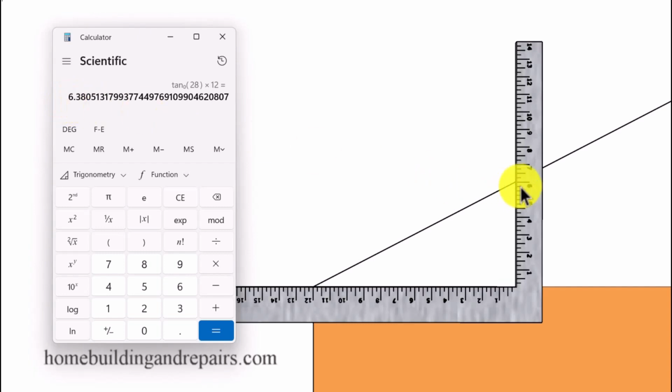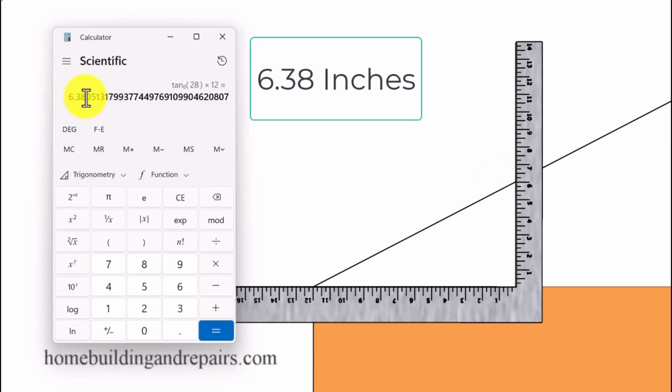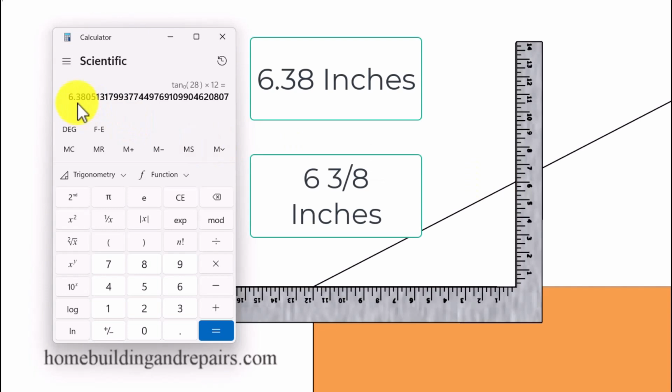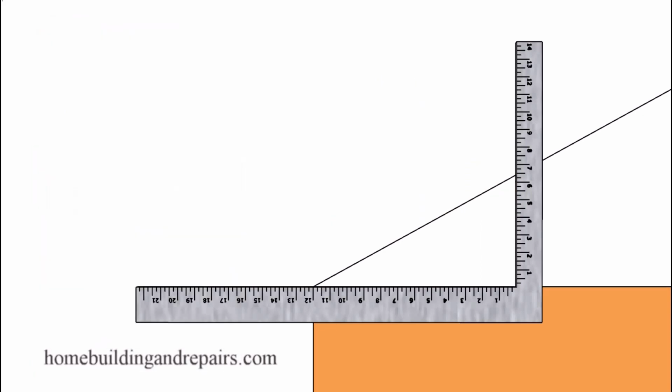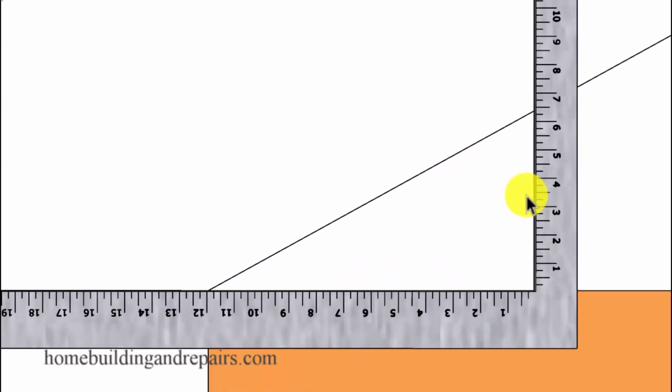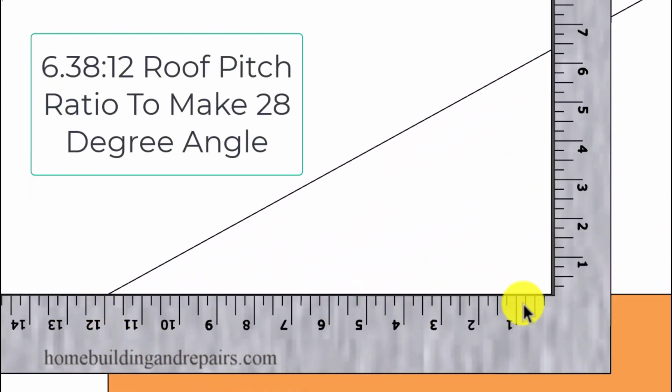So instead of using 6 on the framing square, I'm going to use 6.38 as a decimal, or convert this to a fraction, which would be just a little bit over 6 3/8 inches. And that would look something like this on the framing square. 12 unit measurement down here, or 12 inches, along with 6 3/8 inches on the other side of the framing square.